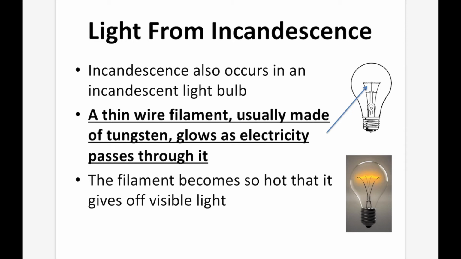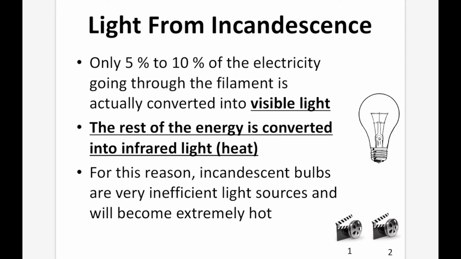A thin filament, usually made of tungsten, glows as electricity passes through it. So the tungsten gets really, really hot, and you can see the tungsten here, and you can also see it right here glowing. As that tungsten gets really hot, as electricity is pumped through it, it starts to glow. And that's what makes our light bulbs light up. Now, only about 5 to 10% of the electricity going through the filament is actually converted to visible light. The rest of it is converted to heat, which is why incandescent bulbs get really hot once they've been on for only a short amount of time.